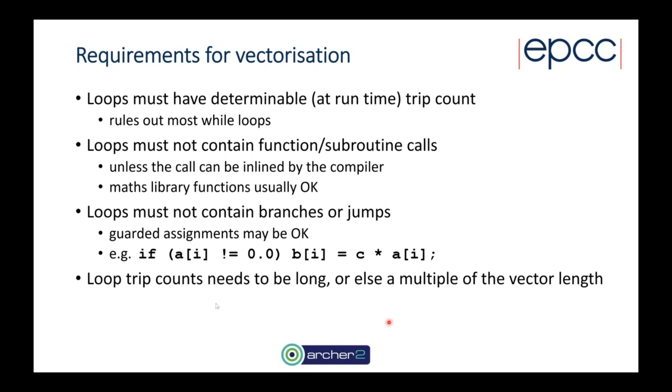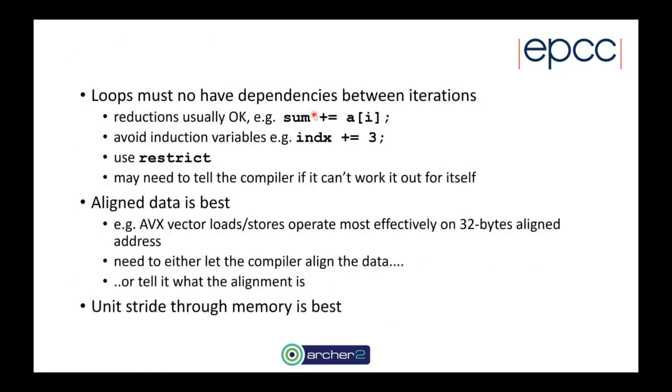But the key for the loops is this: no branches or conditionals or jumps in there, no function calls, and a determinable trip count. So this doesn't mean it needs to be known at compile time. It can be known at runtime, but the compiler has to know that it won't change whilst the loop is running. Now, I think in Fortran it's illegal for you to change the loop counter whilst the loop is running, so I think that's fine. But in C, all bets are off because you can do pointers and you can do all sorts of nasty things. So you have to be a little bit careful there.